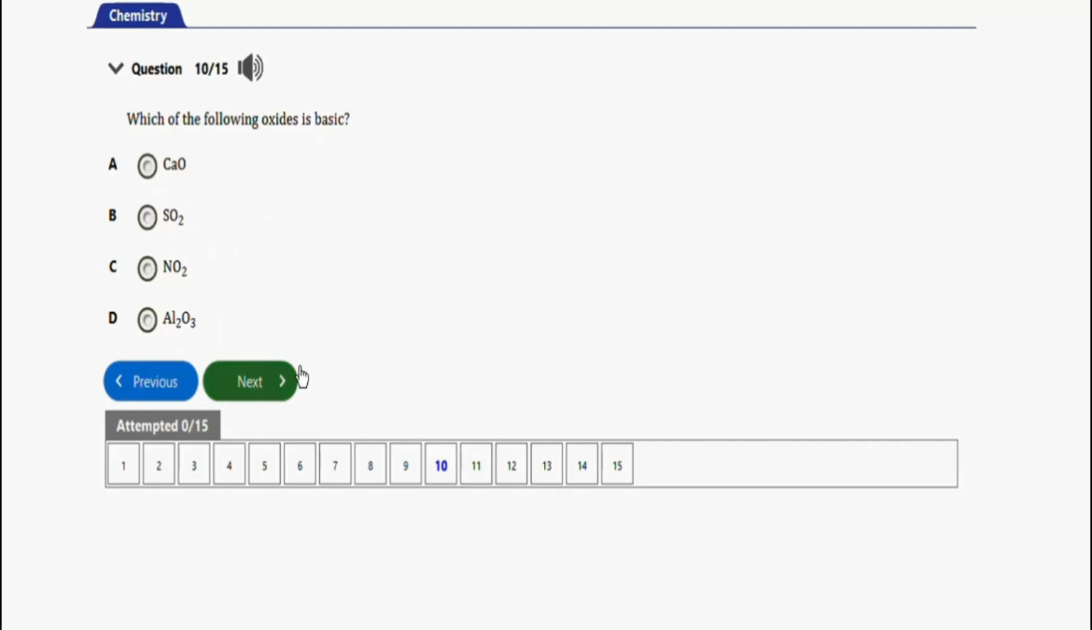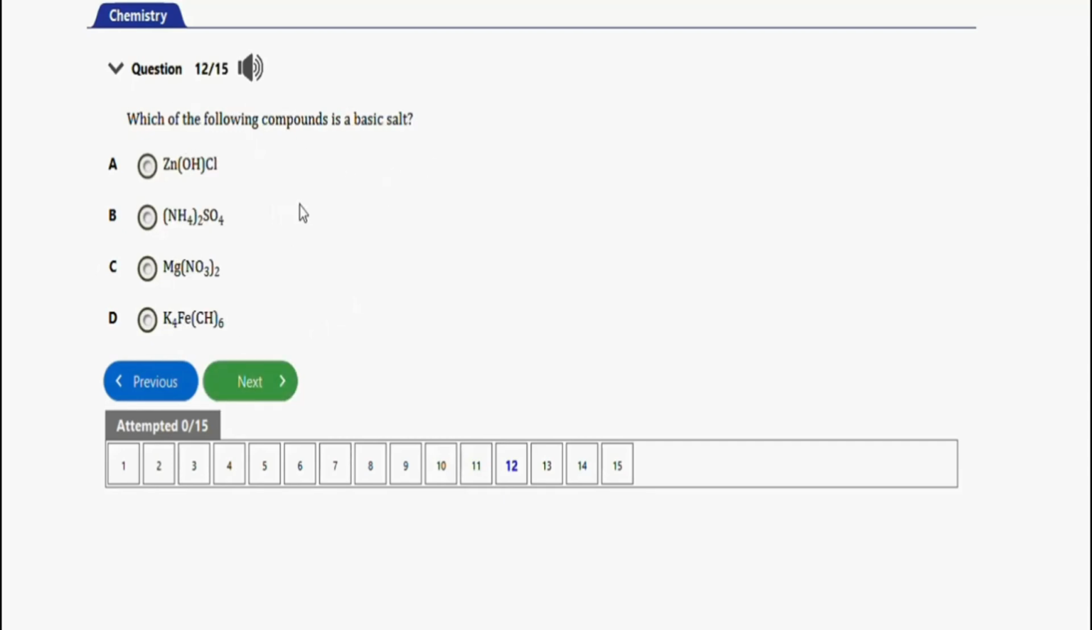Next question will be this one. It says which of the following gases is alkaline? So the right option will be option C, ammonia is alkaline in nature, it is a weak base basically. Alright, so the next question will be this one. Which of the following compounds is a basic salt?